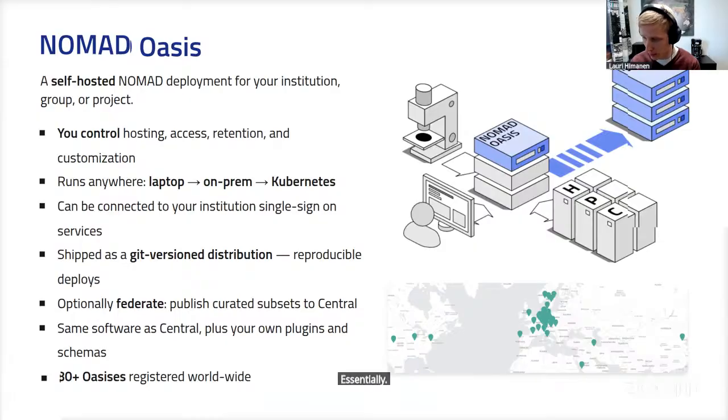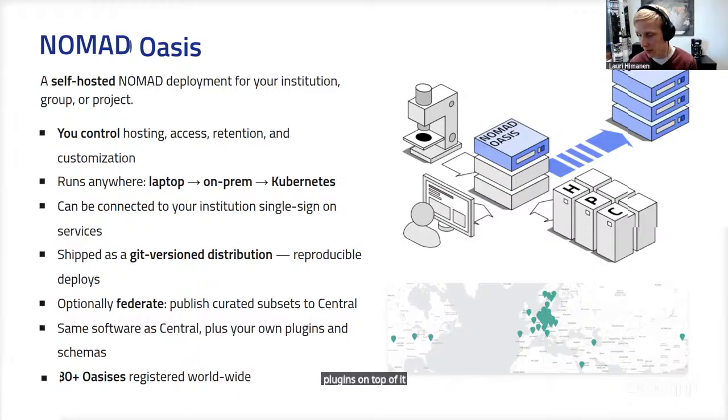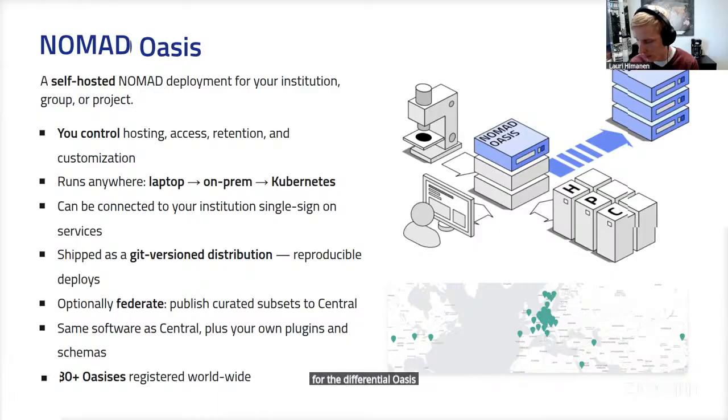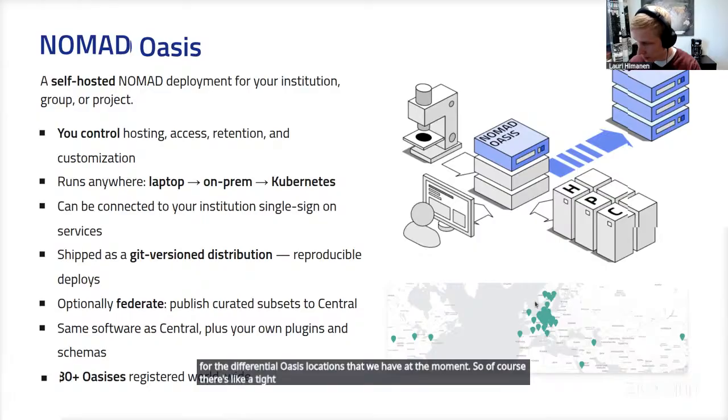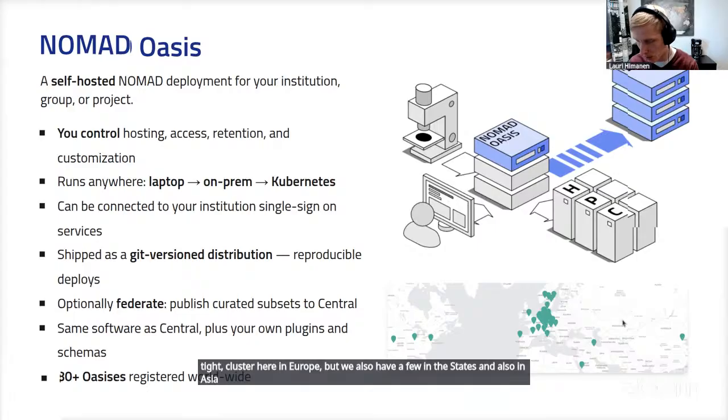Essentially, a NOMAD Oasis runs the exact same software as our central one does, but then you add your own plugins on top of it to customize it for yourself. And we have more than 80 Oases already registered worldwide. Here you can see, although the image is a bit small, a map of the different Oasis locations that we have at the moment. Of course, there's a tight cluster here in Europe, but we also have a few in the States and also in Asia. So we are getting quite quick adoption on this.